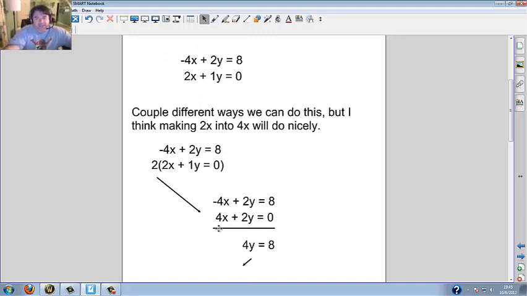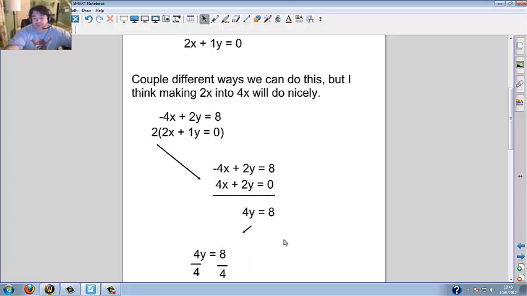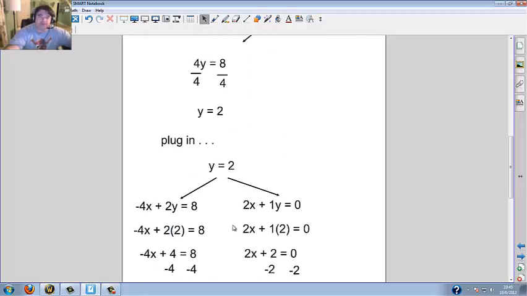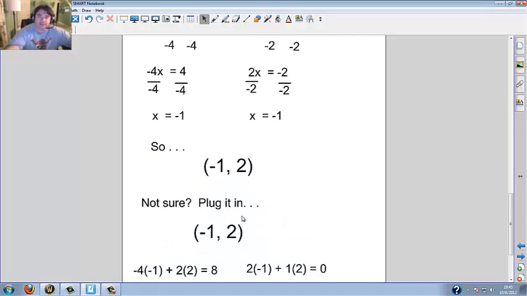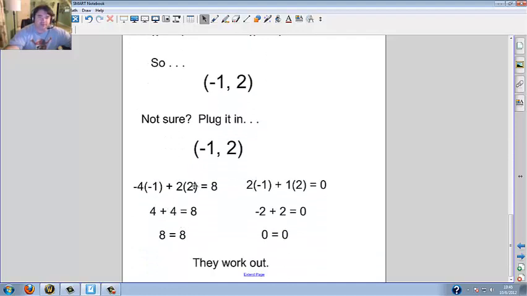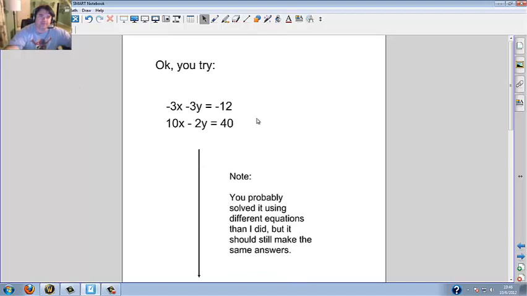Anyway, these cancel. Now I get 4y, and this is 8. Well, divide by 4, divide by 4, y equals 2. Plug them in. Pause if you want. You can follow along here. Hope you see the answer was negative 1. So negative 1, comma 2. Not sure? Plug them in. If you plug them both in, 8 equals 8, 0 equals 0, they work out.